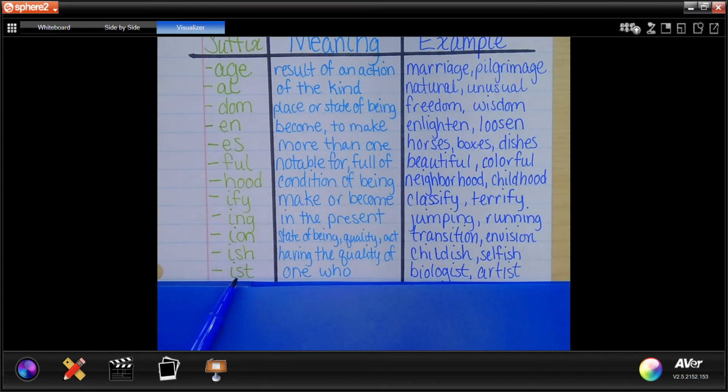Next is ist, which means one who. One example of the suffix ist is used in biologist. Biologist is someone who studies biology. Another example is artist. So an artist is one who creates art.